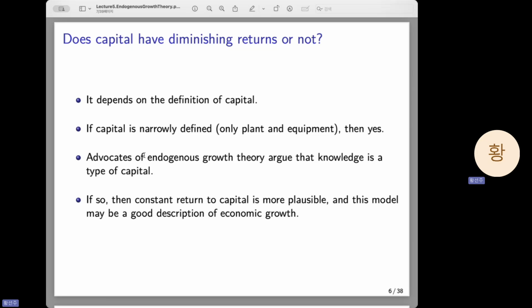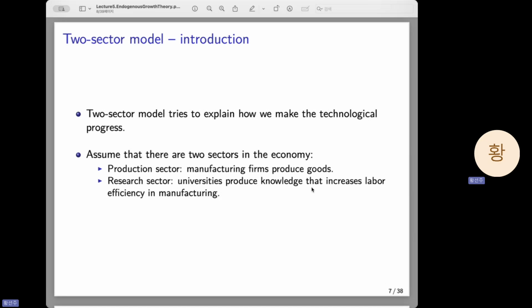So, the AK model assumes constant returns to capital. So, it leads to sustained growth. Actually, this insight that knowledge behaves differently from physical capital leads us naturally to the next model, the two-sector model. Okay, let me introduce the two-sector model. This model tries to explain how technological progress occurs.